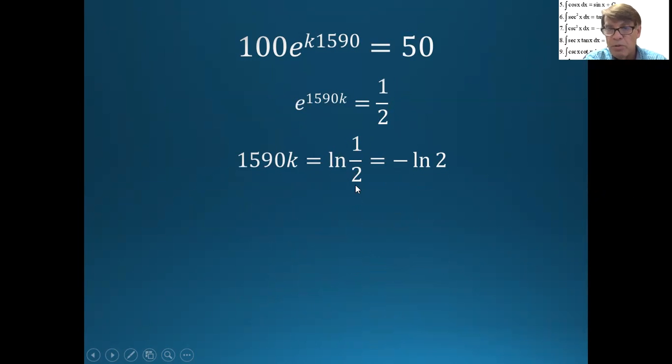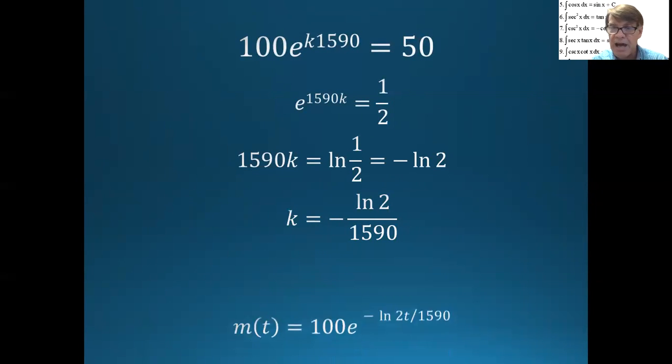Well, the natural logarithm of 1/2 is negative because it's in the denominator. And then we can bring it up to the numerator if we bring the negative out: negative natural logarithm of 2. Okay, so if I divide both sides by 1590, then I found out what the constant is. The constant k is negative natural log of 2 over 1590.